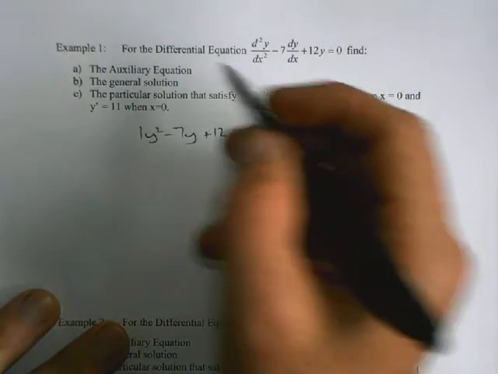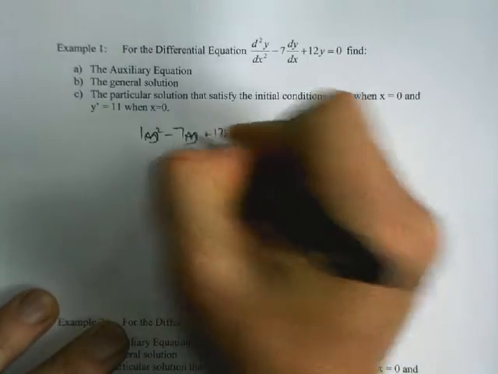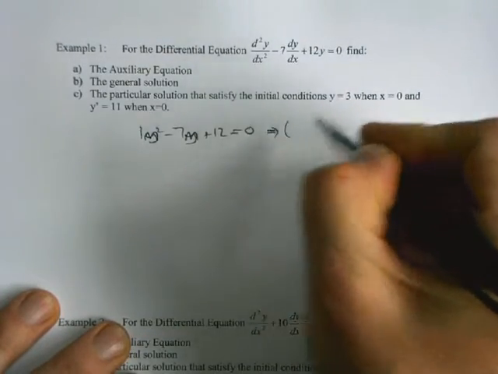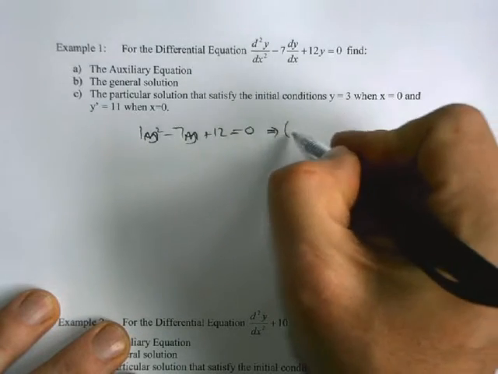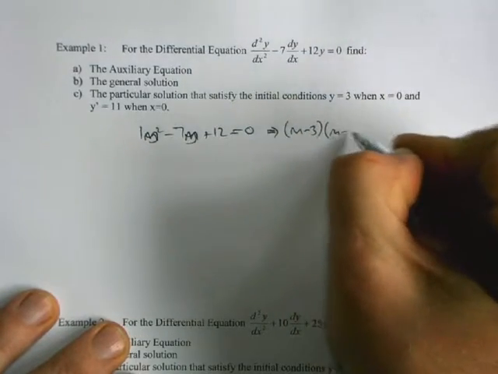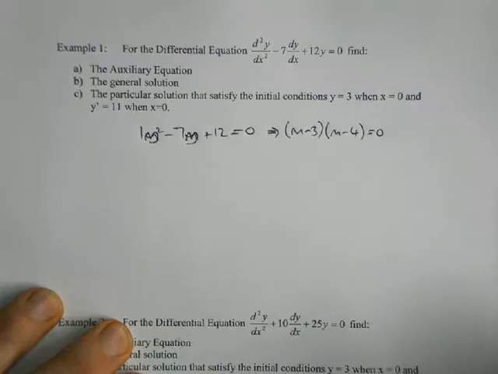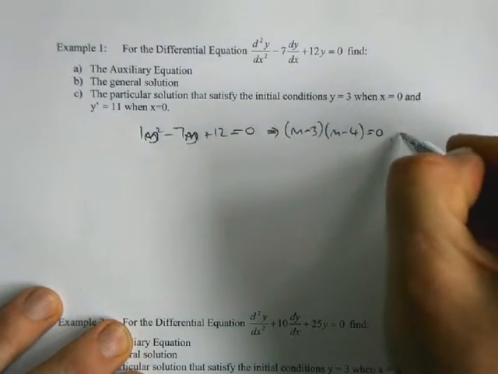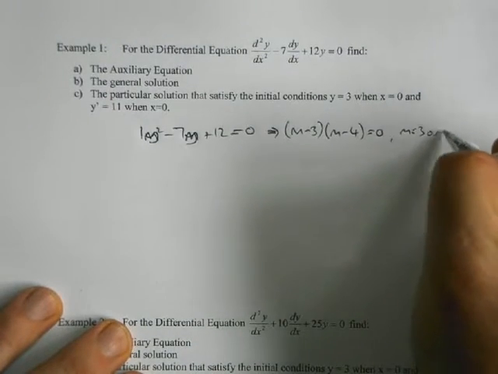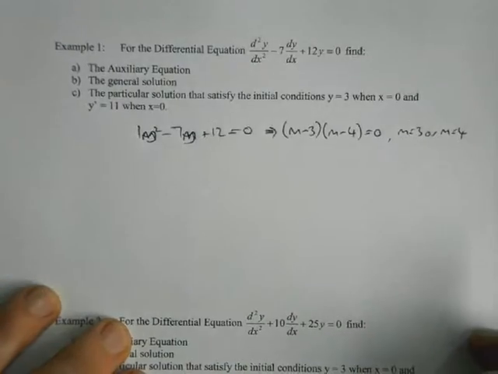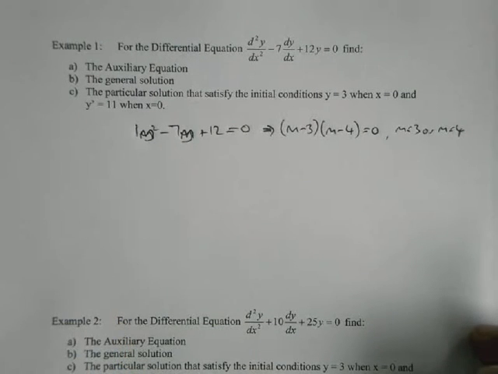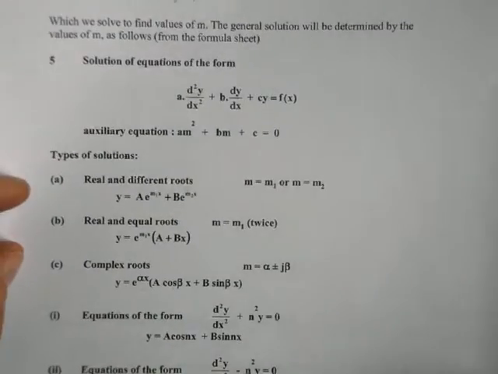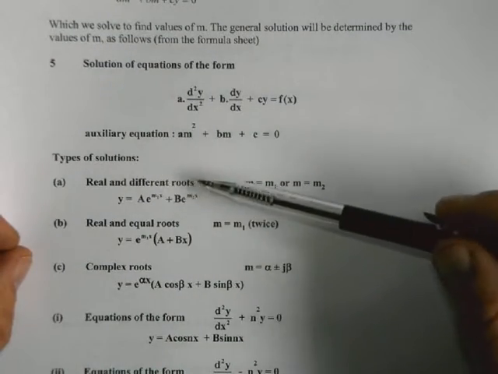So it's 1 lot of m squared minus 7m plus 12. We use m for the auxiliary equation, and basically you've got to solve that, and this one factorises quite nicely. This factorises to m minus 3, m minus 4 equals 0. So it has solutions of m equals 3 or m equals 4. So we're dealing with a situation where we have two real and different solutions to the auxiliary equation. So the type here is they're real and different roots.